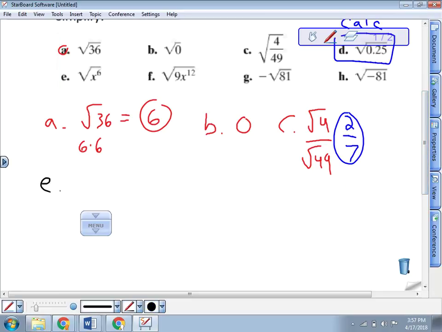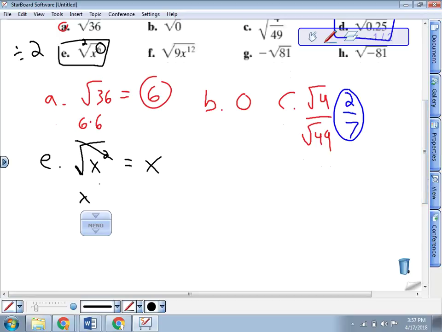Now E. How do I take the square root of x to the 6th? So remember, if I have x squared, a square root will cancel out and it'll equal x. So the way to remember is we're going to divide the exponent by 2, because there's really an imaginary 2 here. If I have x to the 6th and I take the square root, you're going to ask yourself, 6 divided by 2 is 3. So this is going to equal x to the 3rd.